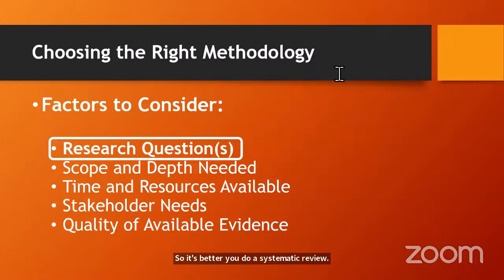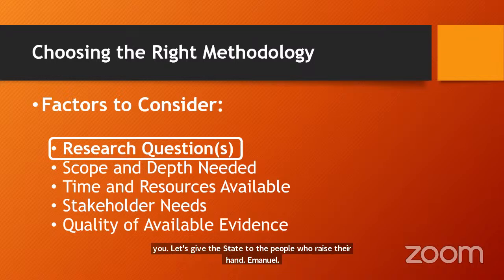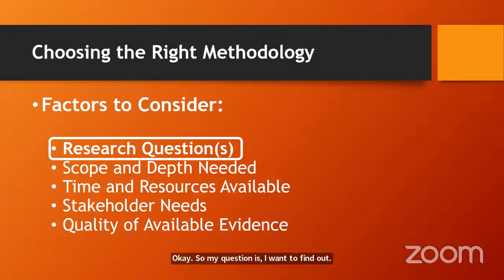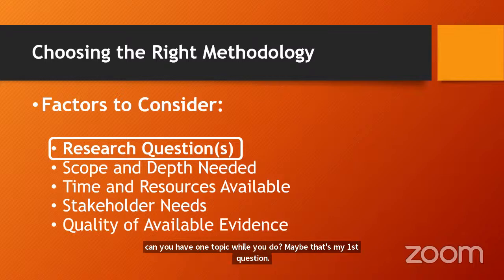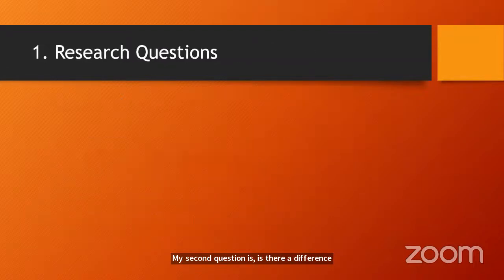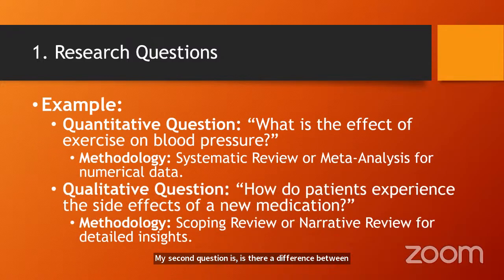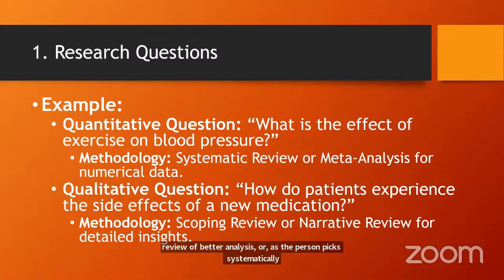Thank you. Let's give the stage to the people who raised their hand. Emmanuel. Okay, so my question is, if you're working on a topic, can you have one topic where you do maybe scoping review and systematic review? That's my first question. My second question is, is there a difference between maybe mixed method and somebody doing a systematic review and meta-analysis? Or is it comparative, or is it just like maybe a mixed method something?